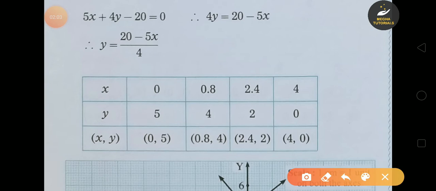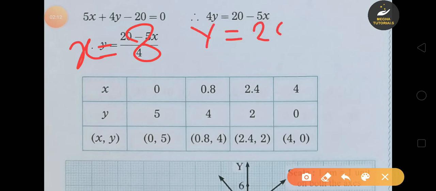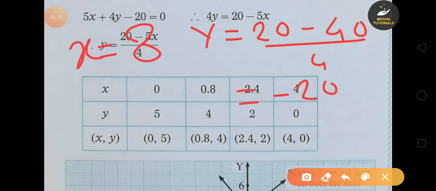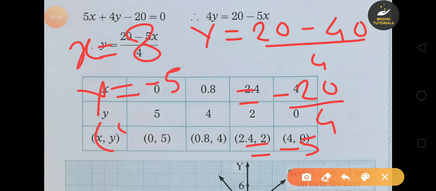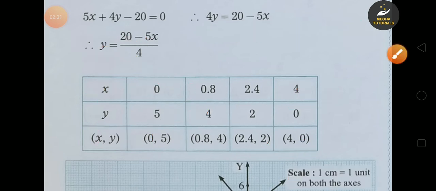Now we'll see one more pair. So let us assume x is equal to 8. Okay. So y is equal to 20 minus 8 5s are 40 upon 4. 20 minus 40 is -20 upon 4, and -20 upon 4 is -5. So y will be -5 and your pair will be 8, -5. Okay. तो अभी ये जो दो नए values देखे हम लोग ने वो आपको notebook में note down करने हैं and वो values लेके आपको graphs plot करने हैं.